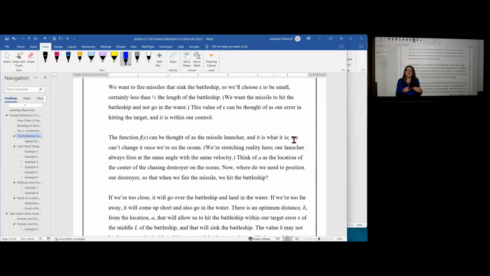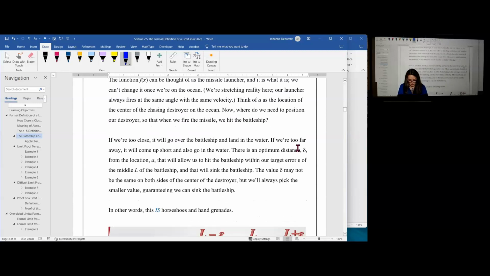Our current location is A. If we're at A, should I move the launcher on the boat, or should I move the boat forward or back to be close enough to sink the battleship? I'm close to the battleship, but I don't know if I'm in the firing range yet. So we can think of delta as how far away from our current position I need to be so that when I fire the missile, it hits the battleship somewhere on the battleship.